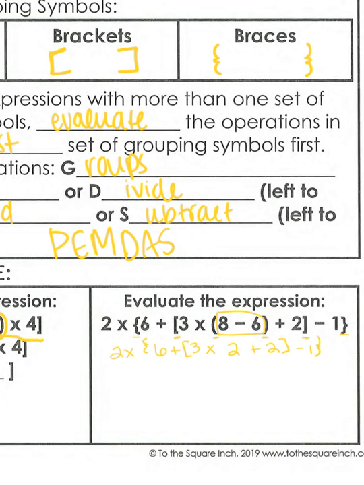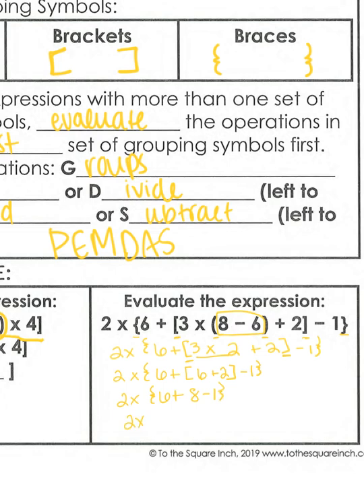Okay, now I'm going to keep doing the next step. The next smallest grouping here is the brackets. And I use order of operations to solve that. So I have 2 times 6 plus, in my brackets, I have 3 times 2 plus 2. So I'm going to do 3 times 2 first because multiplication comes before addition. So 6 plus 2 minus 1, close my braces. 2 times 6 plus, 6 plus 2 is 8, minus 1, close my braces.